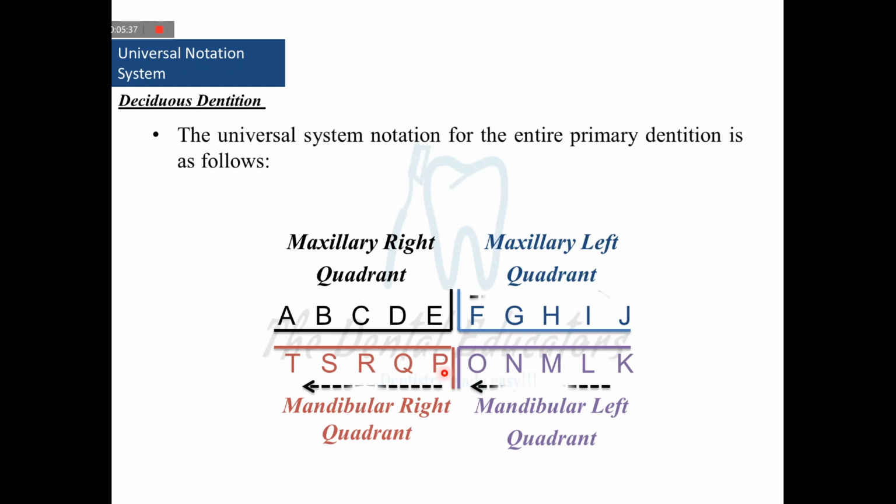That is the mandibular central incisor of the right quadrant. So we label it as P. Then the tooth adjacent to the central incisor is the lateral incisor. We label it as Q.